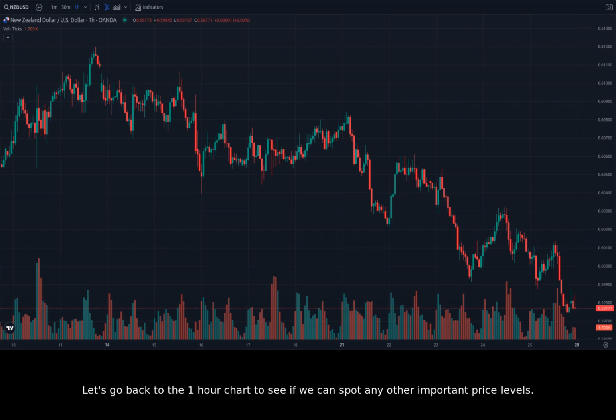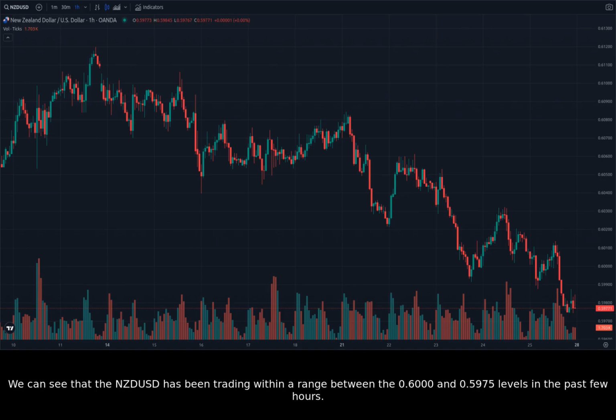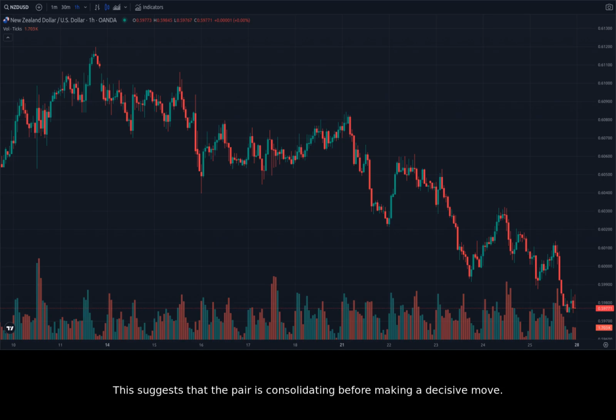Let's go back to the 1-hour chart to see if we can spot any other important price levels. We can see that the NZDUSD has been trading within a range between the 0.6000 and 0.5975 levels in the past few hours. This suggests that the pair is consolidating before making a decisive move. Traders should pay attention to how the NZDUSD trades around these levels.